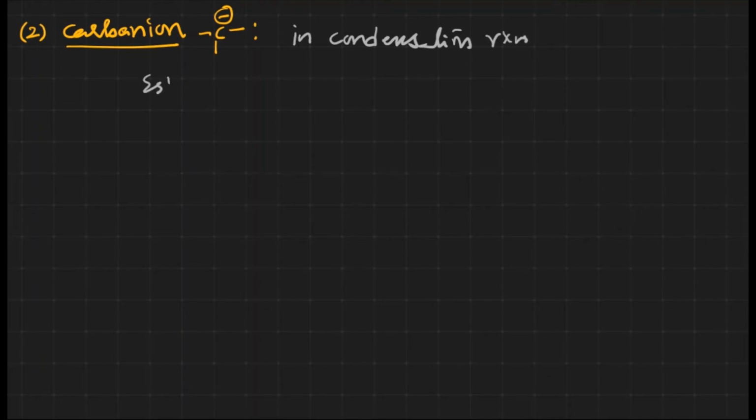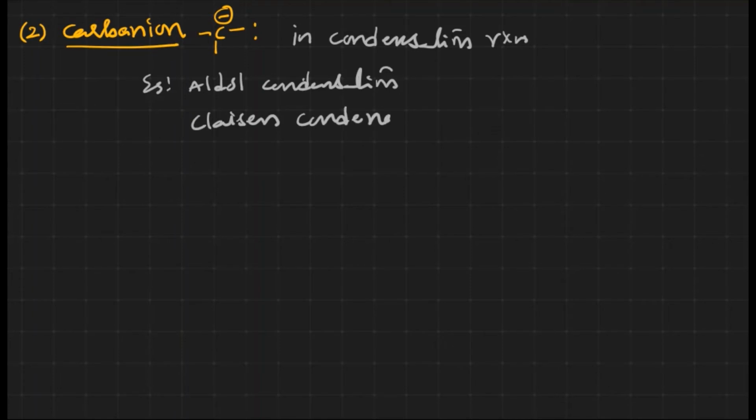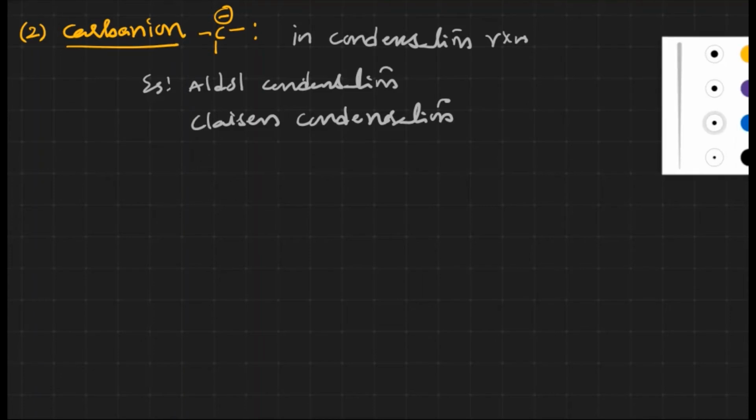For example, if you take aldol condensation, right? Aldol condensation. And we can also take Claisen condensation. Claisen condensation. And the third intermediate is going to be the free radical.